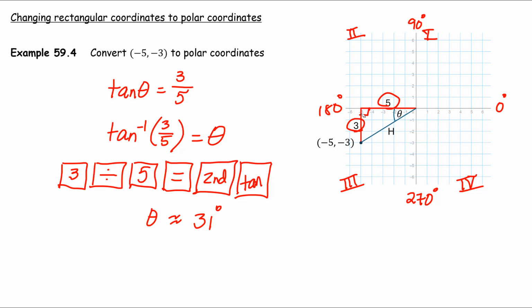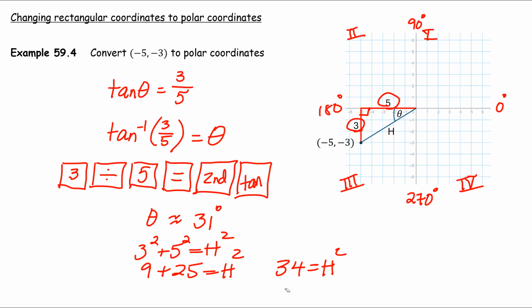So the best thing to do is to use the Pythagorean theorem. Your book uses sine and cosine with this angle 31, but since 31 is not exact, it's only an approximation, the most exact answer will be using the Pythagorean theorem. And according to the Pythagorean theorem, 3 squared plus 5 squared is going to be h squared. And so 9 plus 25 is going to be h squared. 34 is equal to h squared. And if I take the square root on both sides, I'm going to get square root of 34 equals h. Now, if you punch that into your calculator, you get about 5.83 for h.